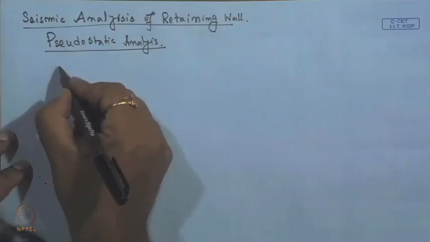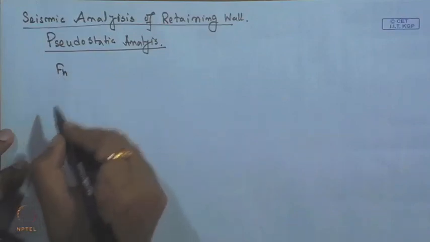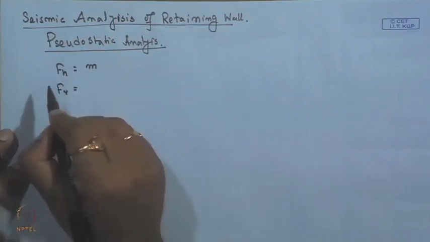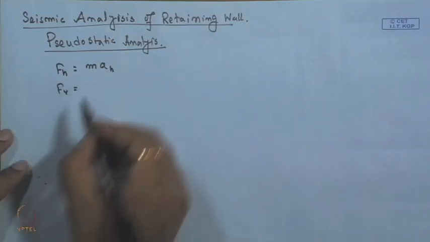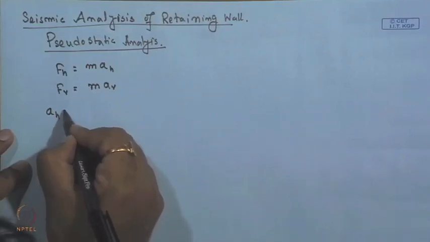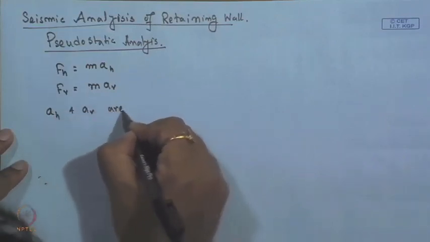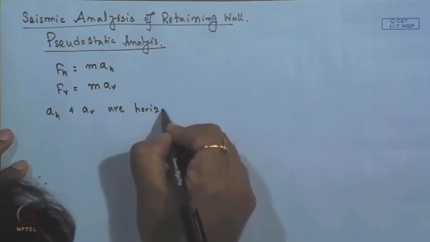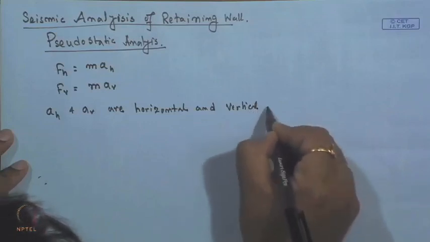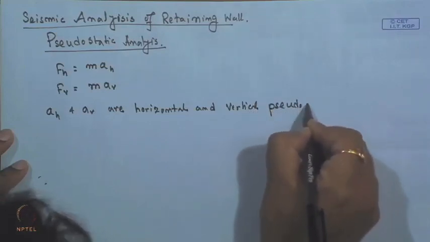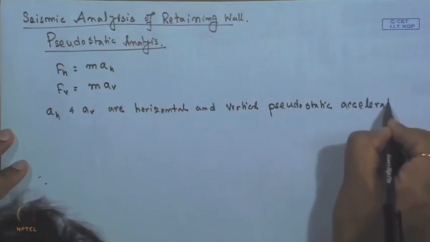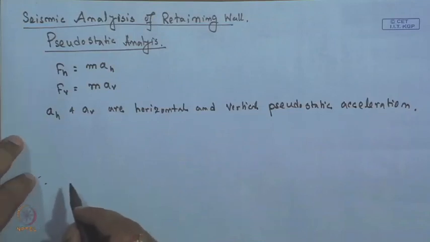Suppose we have two force components, one in the horizontal direction and another in the vertical direction. This force has mass and acceleration in the horizontal direction, and similarly mass and acceleration in the vertical direction. A h and A v are the horizontal and vertical pseudo-static accelerations due to the seismic force.